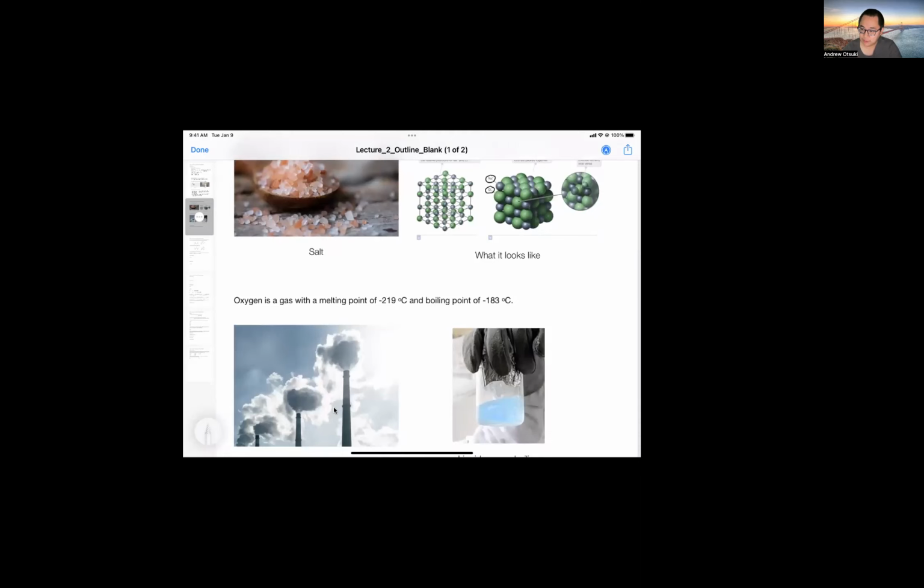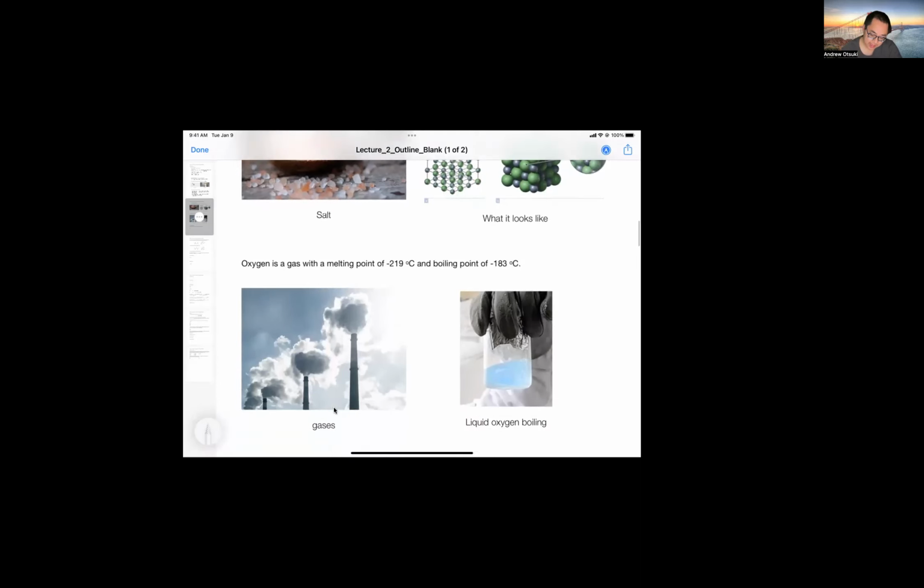It's a paramagnetic compound. That's why it has this blue color. But we'll talk more about that when we talk about electronic structure and the structure of the atom. So it's a gas at room temperature. Sorry, melting point is -219 and has a boiling point of -183. So it doesn't take a lot to enter the gas phase.